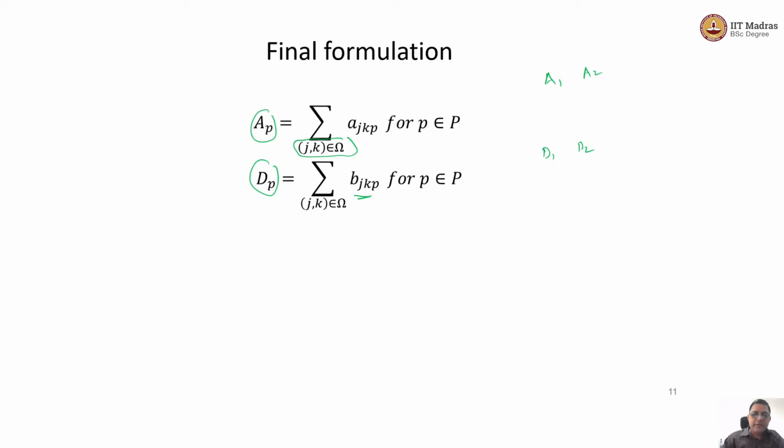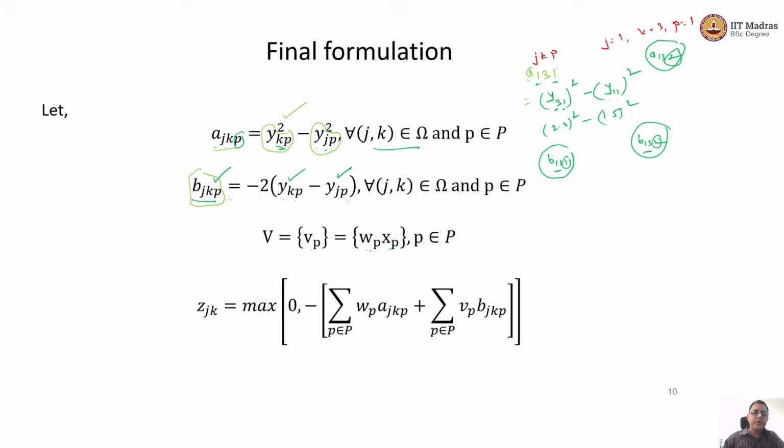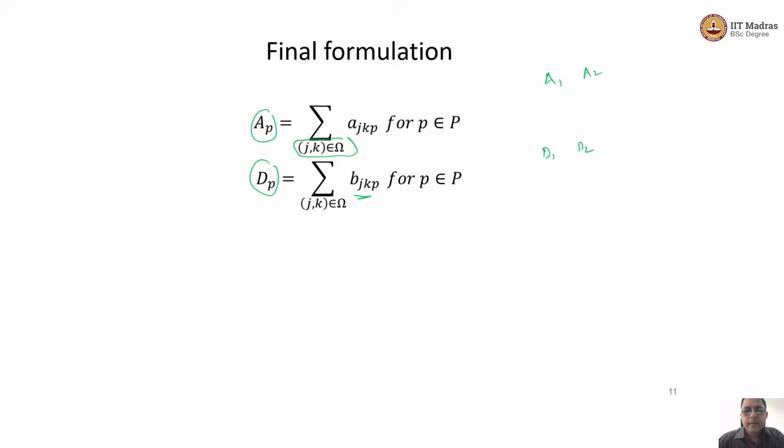Once you get the parameters, and remember that these are parameters, the values are known. AP can be calculated once you know the coordinates and the pairwise preferences. DP can be calculated once you know the attribute values and the pairwise preferences. So AP and DP are parameters, they are not variables. I know them a priori. What I don't know are my new variables, W and V. W are the weights. V is the new variable which I have defined using multiplication of my two original variables.